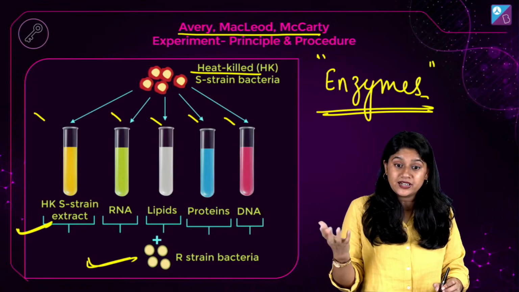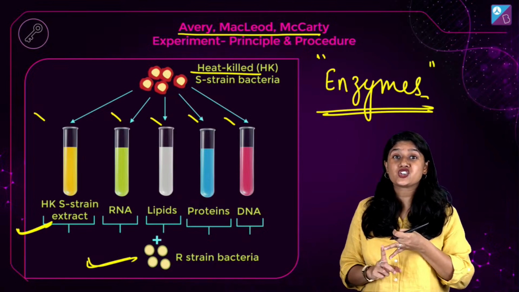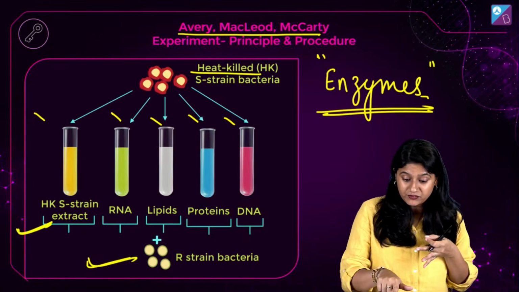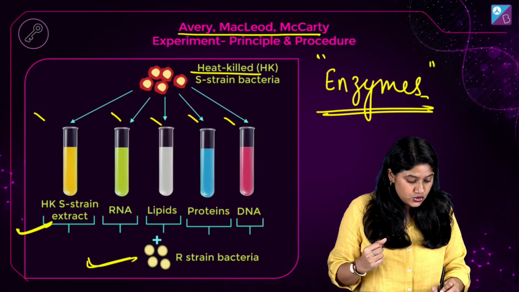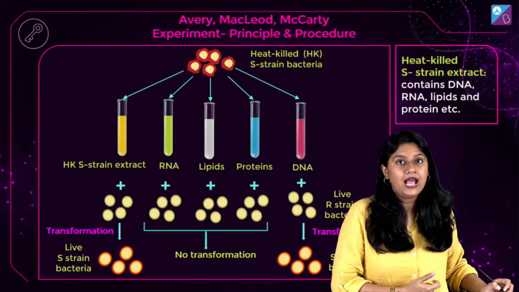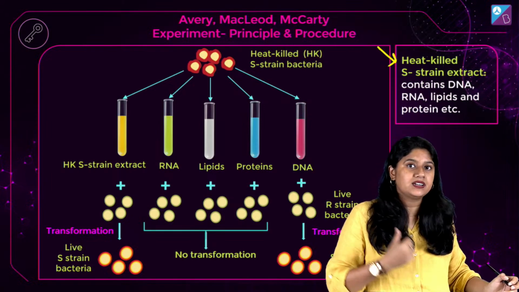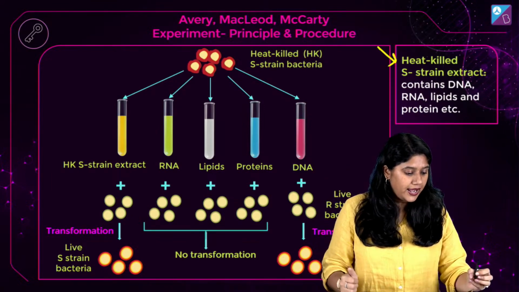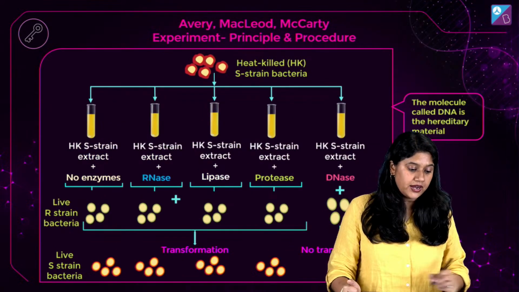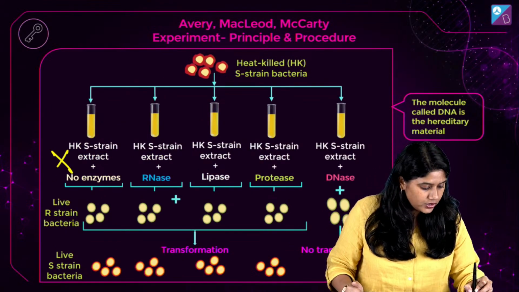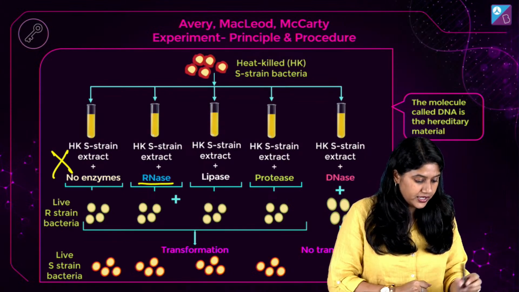Now what are the enzymes they added? They added the protease to digest the proteins, RNase to digest the RNA, lipase, right? We have the lipase also, and of course we have the DNase also. So let's see, everyone, what all happened. We know that the heat-killed S strain extracted the DNA, RNA, lipids, protein, and now what did they do? They saw what happens if they add the enzymes. Here they added no enzyme. It's a kind of control that you are using. Then they added the RNase.